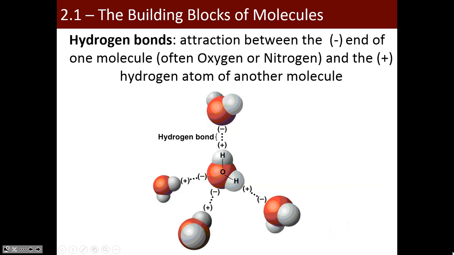A specific type of van der Waals interaction is the hydrogen bond. Hydrogen bonds are going to be really important in our discussion today about water, and in our lab next week when we talk about the properties of water. Hydrogen bonds are attractions between the partial negative charge, and the parentheses around this negative tell us this is a partial charge. It's not an ion, it's just a partial charge due to polarity. The partial negative end of one molecule, usually something really electronegative like oxygen or nitrogen, is attracted to the partial positive charge of a hydrogen atom. It's called a hydrogen bond because this partial positive charge of the hydrogen atom is important.